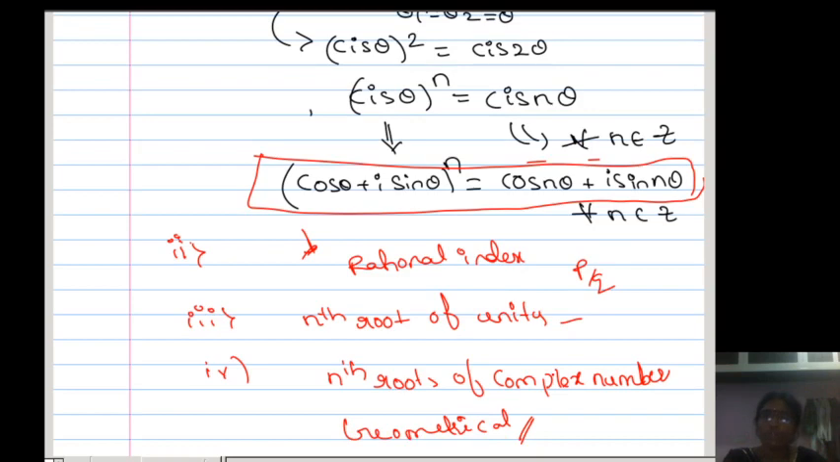Next point. Not only integral index, we can also discuss that De Moivre's theorem is true for rational index, and by using those things we can also discuss the nth root of unity and the nth root of any complex number, how many roots there are, how you can find nth roots, the cube root of a complex number, the cube root of unity, and geometrically what the meaning is. We can discuss this in this chapter. This is the overview of the De Moivre's theorem chapter. In this session I want to discuss mainly only the first theorem.